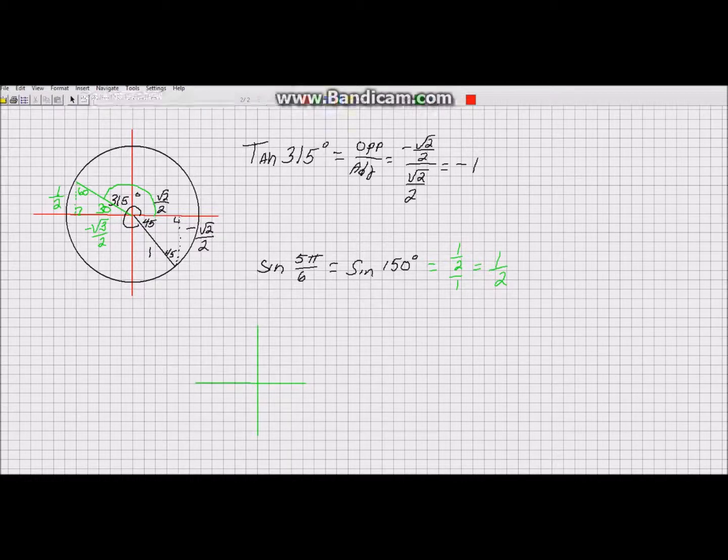Remember, in the xy plane, in the first quadrant, all the trig functions are positive. In the second quadrant, sine and cosecant are positive. Third quadrant, tangent and cotangent are positive. Fourth quadrant, cosine and secant are positive.